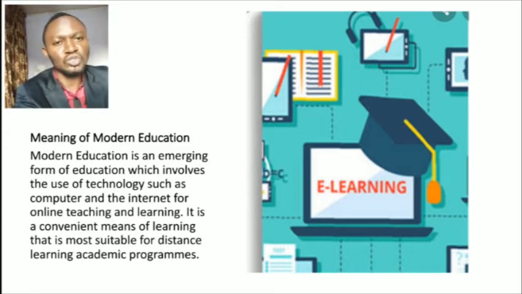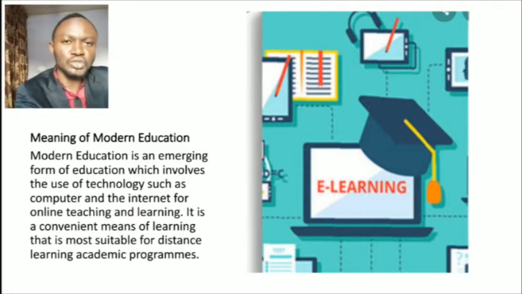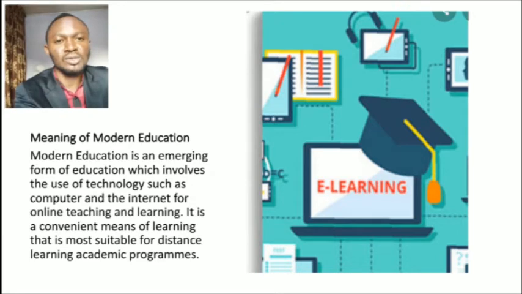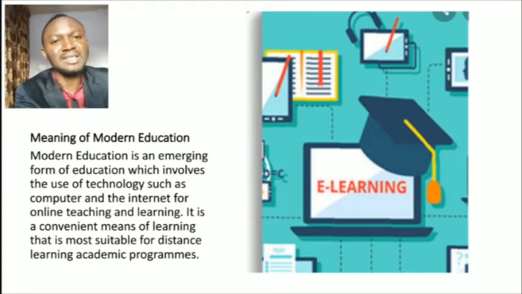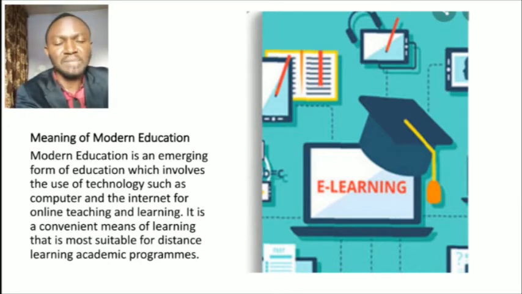From this explanation, what would you describe this online tutorial, or what would you call it under education? Certainly, the answer is modern education, which is very obvious, because from our definition, we say it is an emerging form of education that applies technology, such as computer and the internet, to dish out tutorials to learners or a specific set of students. What we have on the screen there shows a computer system, a sign of education being acquired through online means.